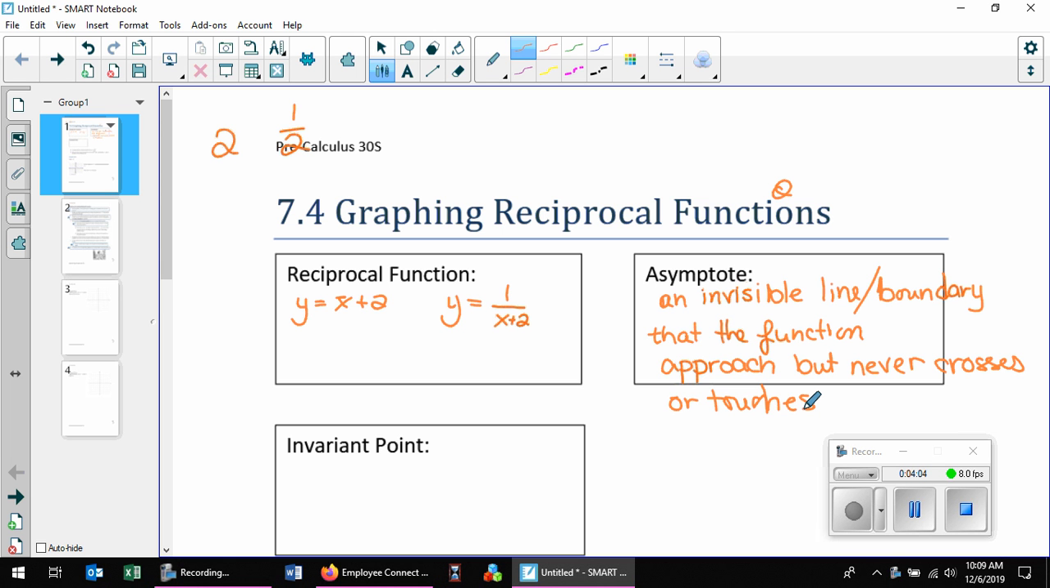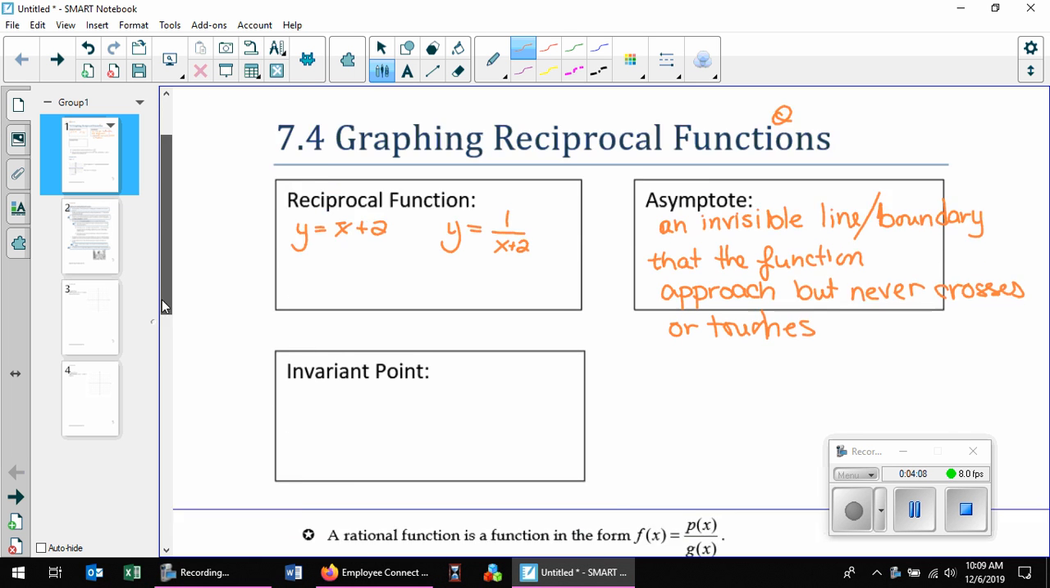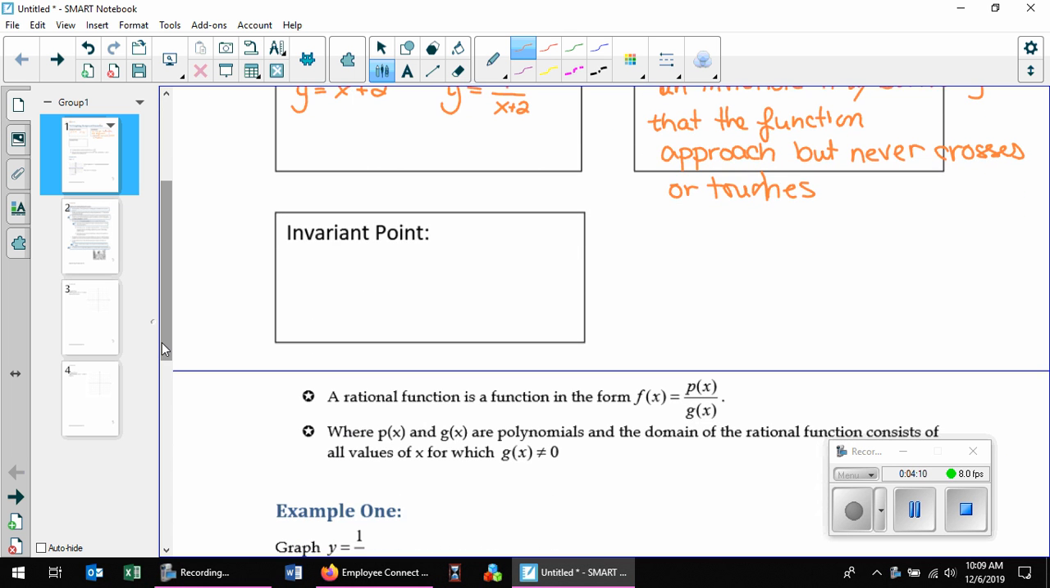That's all true until we get to calculus and we do some derivatives, and then all of a sudden we're crossing asymptotes like it's going over style. Invariant points are points that are the exact same on the original graph and its reciprocal.